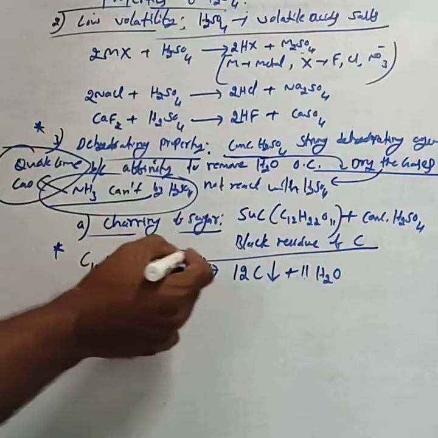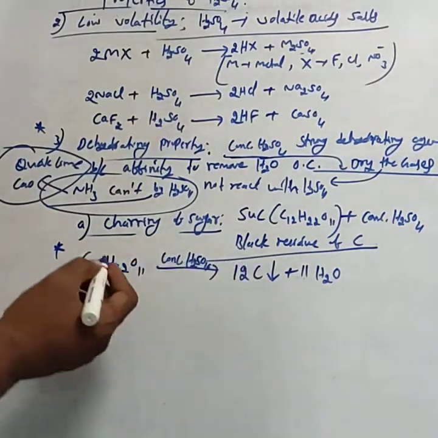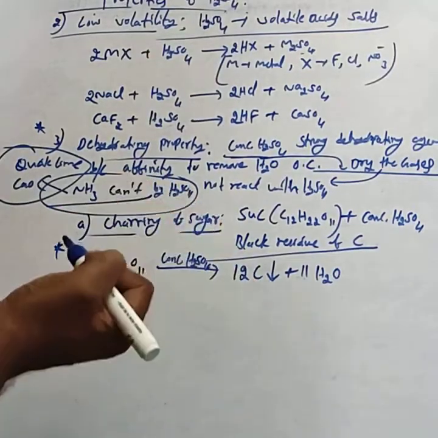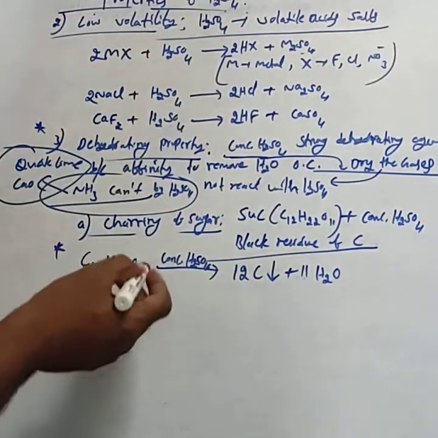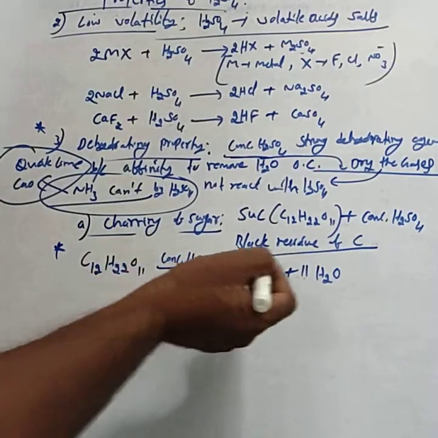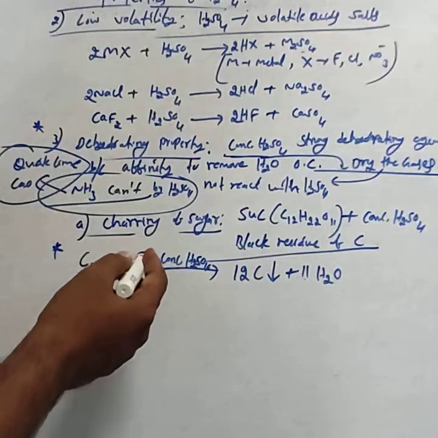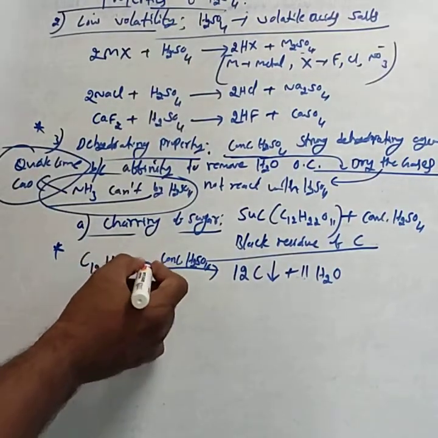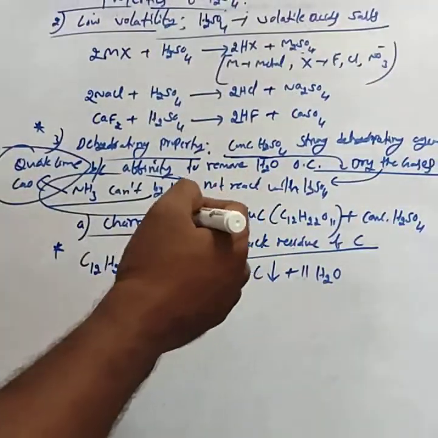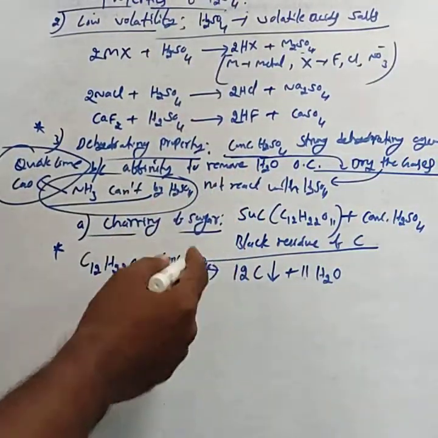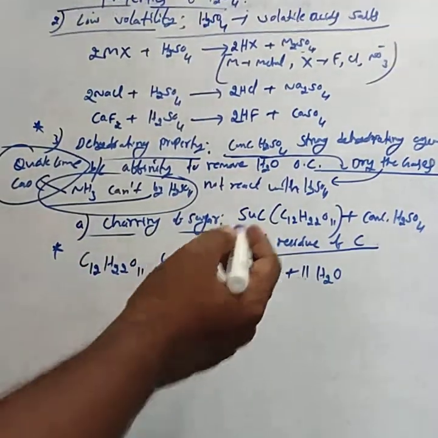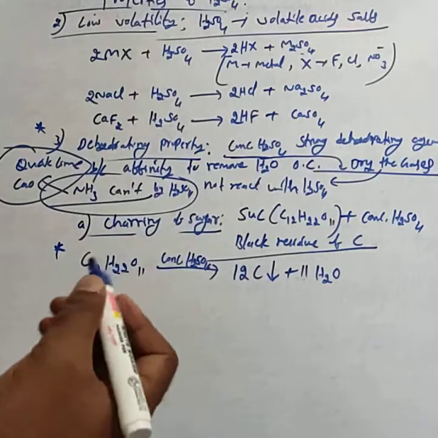They can ask this one. If only sucrose and an arrow mark with concentrated H2SO4 are given, you have to consider the 12 carbon. Because in chemical kinetics, when sucrose plus water is mentioned, or sucrose plus NaOH is present, you have to write the saponification reaction, pseudo first order reaction. Here they mention concentrated H2SO4, so you have to write the black residue of carbon.